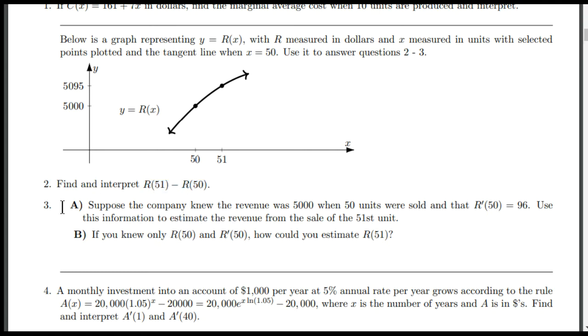Okay. Part A of 3 says, suppose the company knew the revenue was 5,000 when 50 units were sold, and that the marginal revenue at 50 was 96. Use this information to estimate the revenue from the sale of the 51st unit. If there is something for you to screw up on this test, it will be this property of doing these estimates.